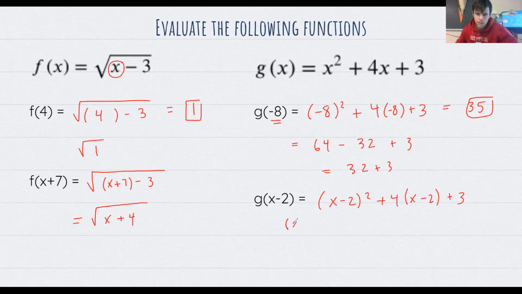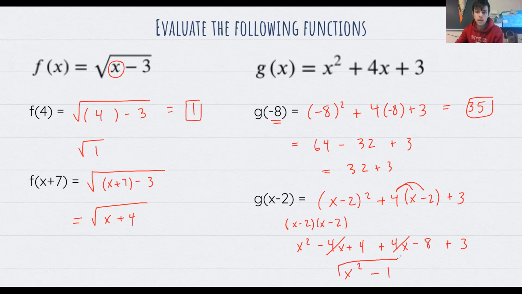That's x minus 2 times x minus 2, which is going to give us x squared minus 4x plus 4. Then here we'll need to distribute. So that's going to be plus 4x minus 8, and then plus 3. Combine like terms. Actually, we have a minus 4x and plus 4x. Let's cancel out. So it's going to be x squared. 4 minus 8 is negative 4. Plus 3, that's actually negative 1. So we end up getting x squared minus 1.